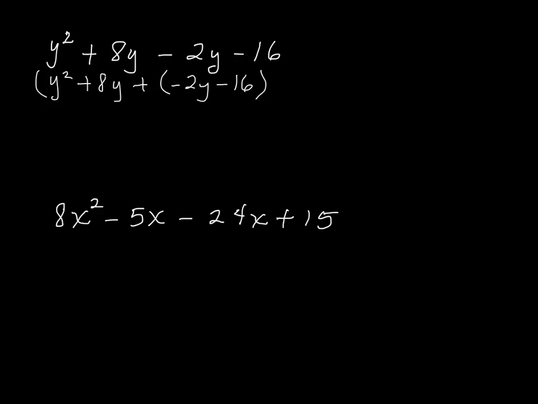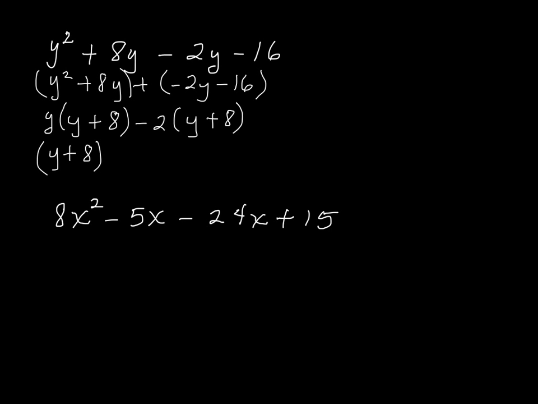So I'm going to group them like that. And with the first binomial, I will factor out a y, and I'll be left with y plus 8. The second one, I'm going to factor out a negative 2, and I'll be left with y plus 8. So we'll factor out a y plus 8, and it'll leave us a y minus 2. This is the factored form. So we've taken a 4-term polynomial and factored it into 2 binomials that are multiplied. Let's do one more like this.